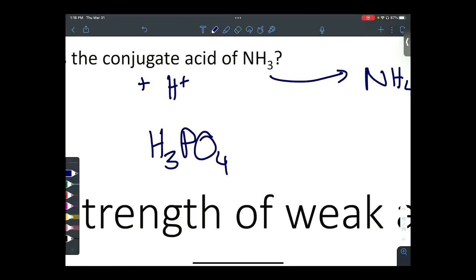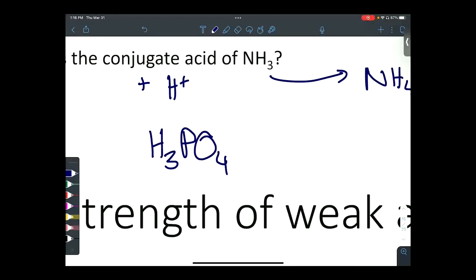Anyone know the name of that? PO4 is what anion? Phosphate. So "ate" becomes "ic acid." So this is just phosphoric acid. And again, the longer the name, the shorter the formula. The longer the formula, like in this case, because it's a polyatomic, the shorter the name. So it's just phosphoric acid.